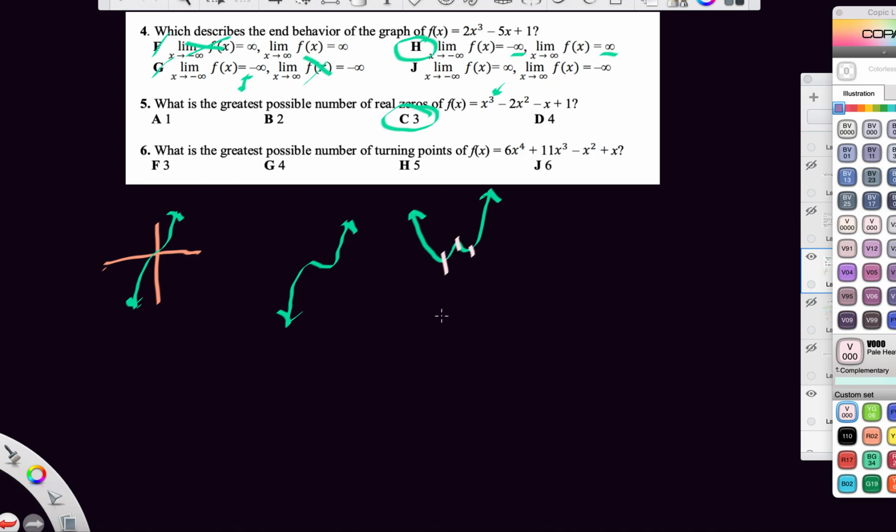So what is the greatest possible number of turning points? That's 1, 2, 3. So it would be F, 3. And what do we know about that? You can just take that lead exponent and subtract 1. So that's how you get through that.